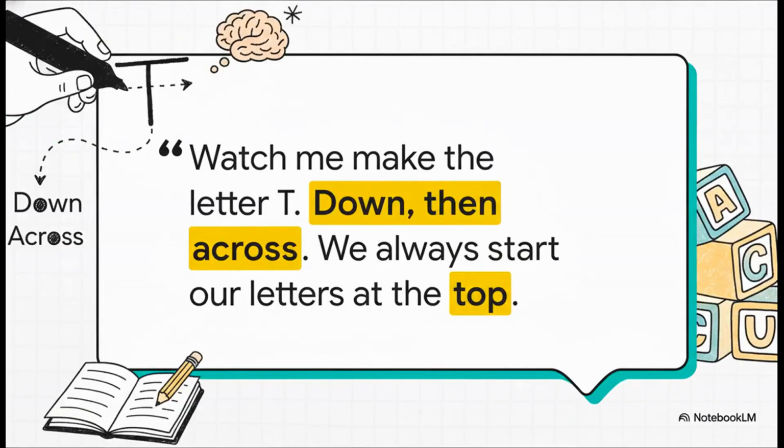For the I do part, our language has to be super direct. Watch me make the letter T. Down, then across. My turn. We always start our letters at the top. See that? We're thinking out loud and modeling the exact motor path they need to learn.